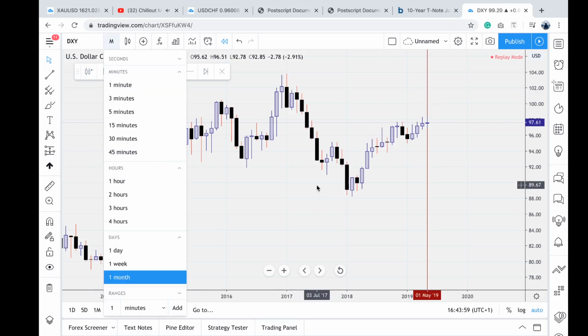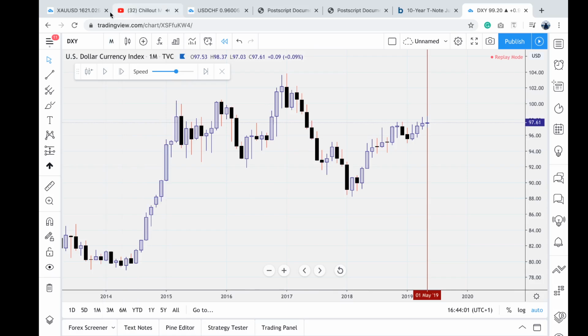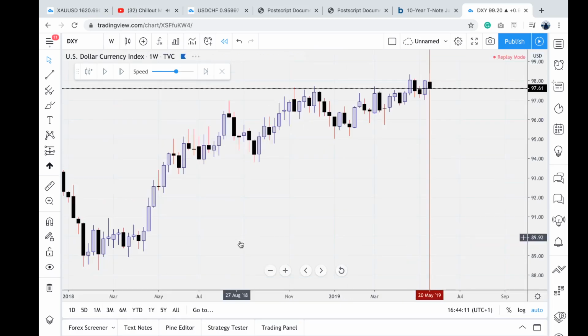So if you look at the monthly, currently there's nothing to represent the monthly. So the average or the basic retail trader will look at this and say there's nothing going on. Price is clearly bullish. Let's keep doing the same thing. No one is really going to expect that the DXY can go bearish.